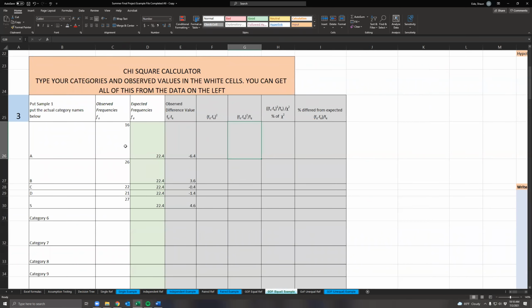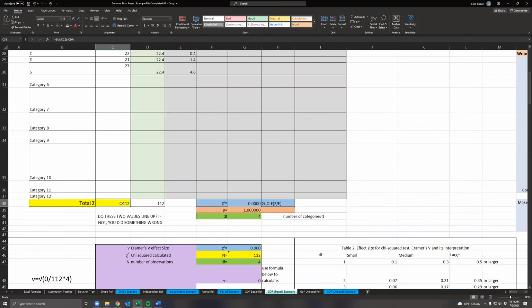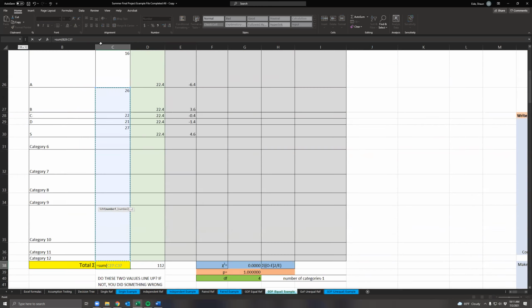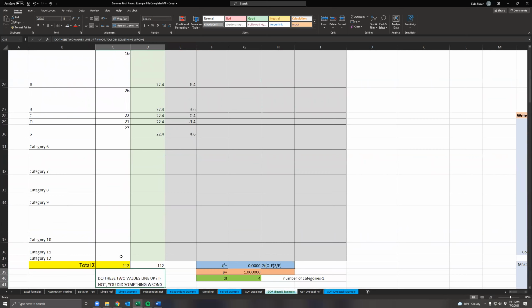Another thing that you really need to make sure of, just as a test, do equals sum, and you want to add up everything in this column. And then you also want to do equals sum, add up everything in this column. And these two columns should have the exact same sum.